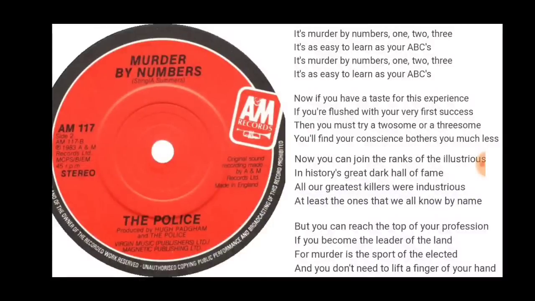basically, the police said it's murder by numbers. 1, 2, 3. It's easy to learn as your ABCs. And again, the reason I'm mentioning this is because Princess Diana was murdered. She was murdered by the numbers. And so I'm showing you, this is their code.